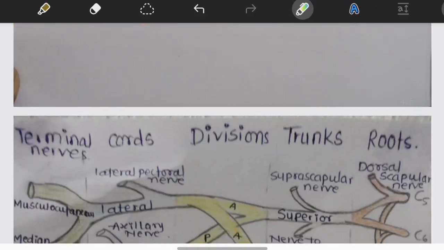Injury to the nerve to serratus anterior, the long thoracic nerve, also called the nerve of Bell. It is the third, that is the serratus anterior, and it causes winging of the scapula.